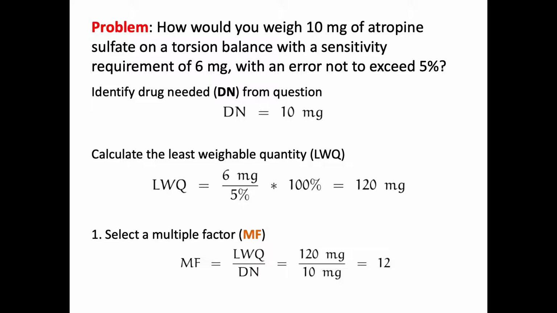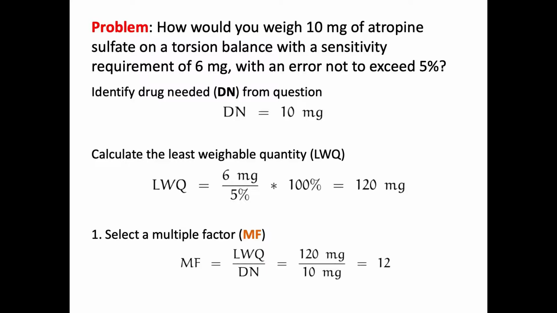In the previous example, I just gave you the least weighable quantity. Remember, you may need to be able to calculate it as well, because we know that the least weighable quantity is equal to the sensitivity requirement divided by the percent error times 100. What we got from the question wasn't the least weighable quantity, but the sensitivity requirement of 6 milligrams and an allowable error of 5%. So we can say our least weighable quantity is equal to 6 milligrams divided by 5% times 100. If you do that math, you get 120 milligrams. So in this example, what we need is 10 milligrams, but the least we can weigh is 120 milligrams.